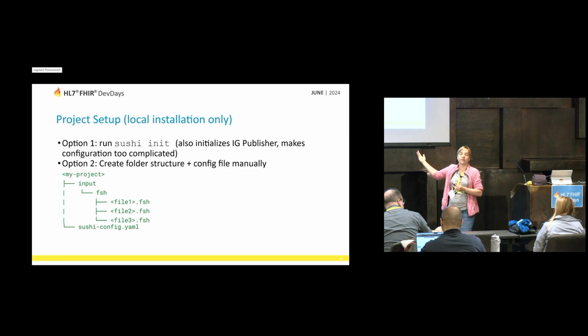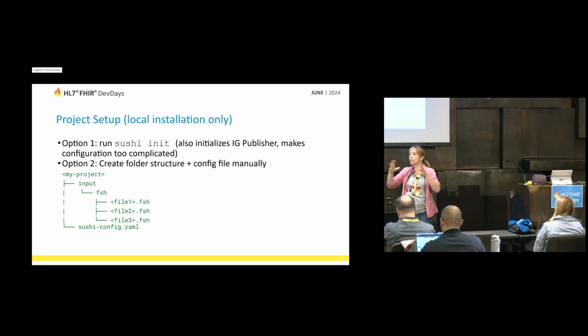How you name your files and how you structure your files is completely up to you. You could basically write your whole project in one big FSH file where you have like 5 examples and 10 profiles and 12 extensions. You can do that, but you could also create individual files for each and every instance of a FHIR resource that you create, or you might sort them by topic.